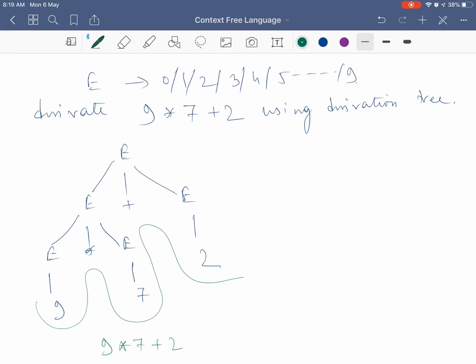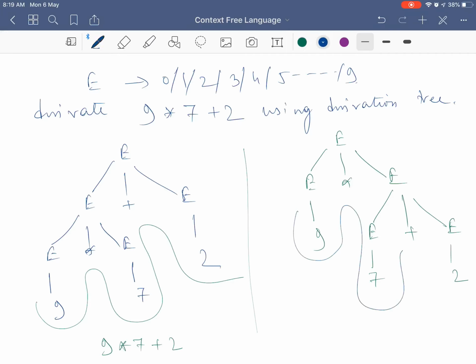Fine. Now let us try another way of finding the derivation tree. Instead of starting with E plus E, I am starting with E star E. Now this E will be replaced by E plus E. This E will be replaced by 9, this one is 7, this one is 2. Now if we scan it, it becomes 9 into 7 plus 2. So the same expression I am getting, but with two different derivation trees.